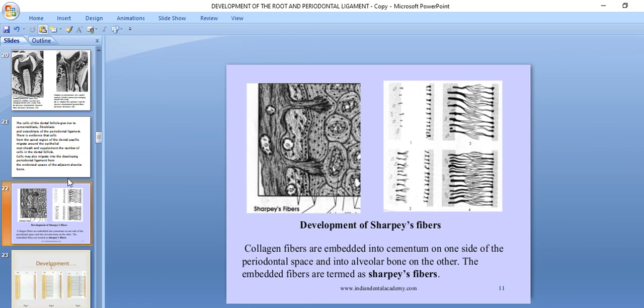There is evidence that cells from the apical region of the dental papilla migrate around the epithelial root sheath and supplement the number of cells in the dental follicle. Cells may also migrate into the developing periodontal ligament from the endosteal spaces of the adjacent alveolar bone.